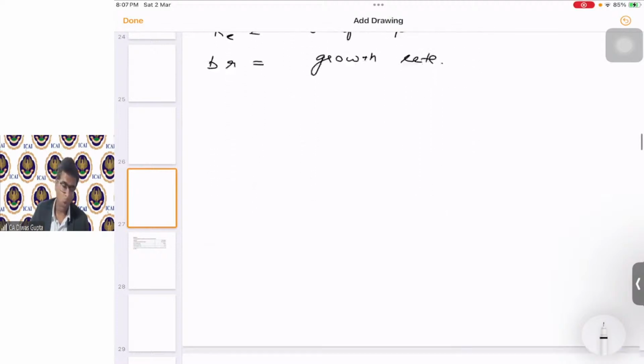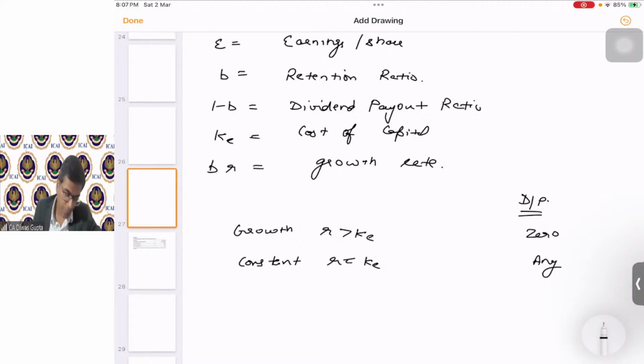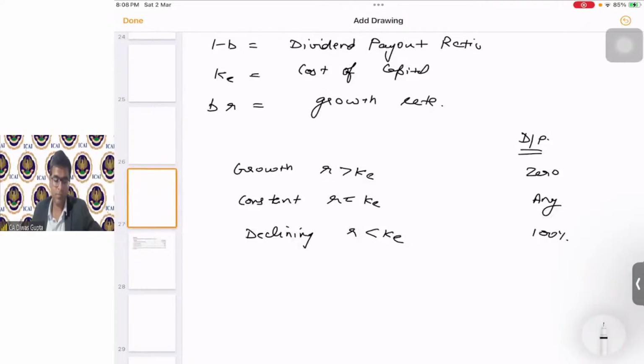And needless to say, students, always remember the dividend payout in these three cases that we have discussed. Growth ones, where R is greater than KE, it will be 0. In case of constants, where R is equal to KE, it is any ratio. And for the declining ones, where R is less than KE, it is always 100%, the dividend payout ratio. I hope Gordon's model is also clear.